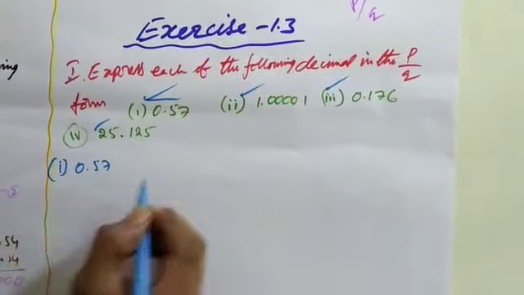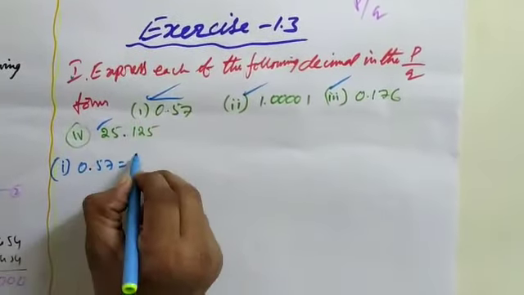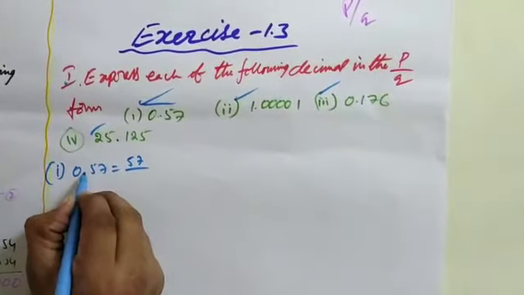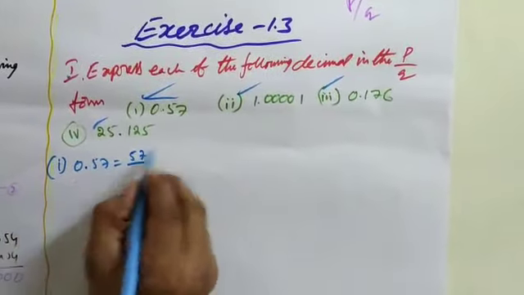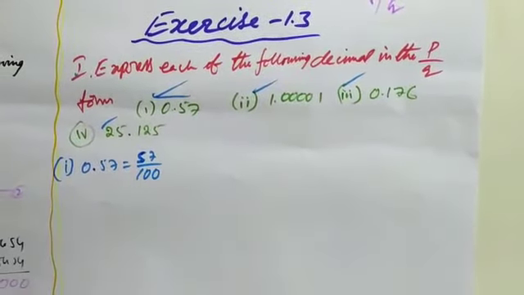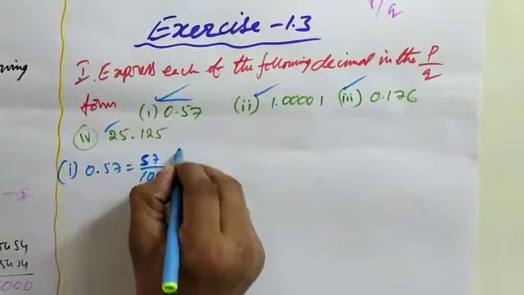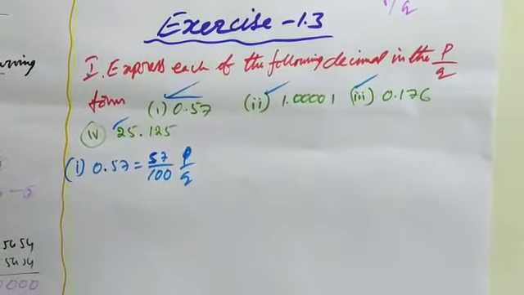Therefore 0.57 is equal to 57 divided by what? After the point there are how many digits? Two digits, so it is 57 by 100. This is the p by q form.